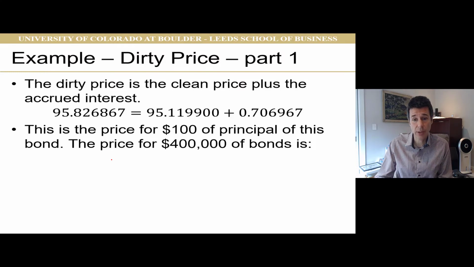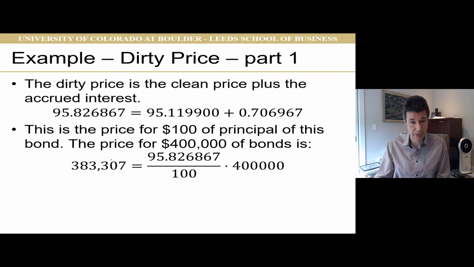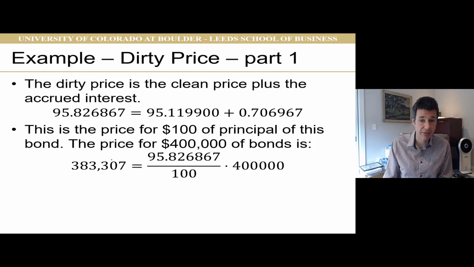The price for $400,000 of principal, we have to take that price, divide it by 100 to get $1 principal, and multiply by 400,000. So 95.826867 divided by 100 times 400,000, $383,307.